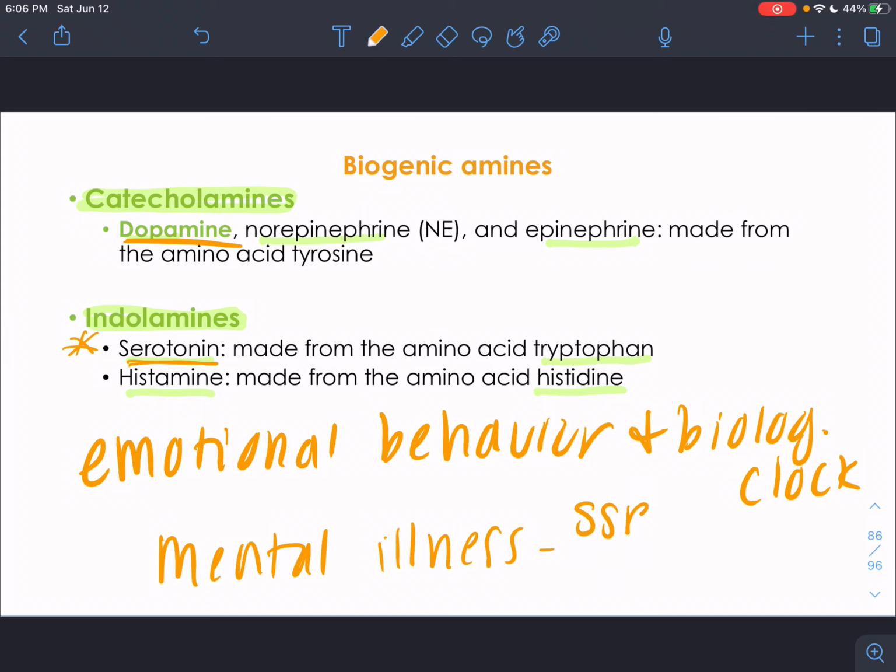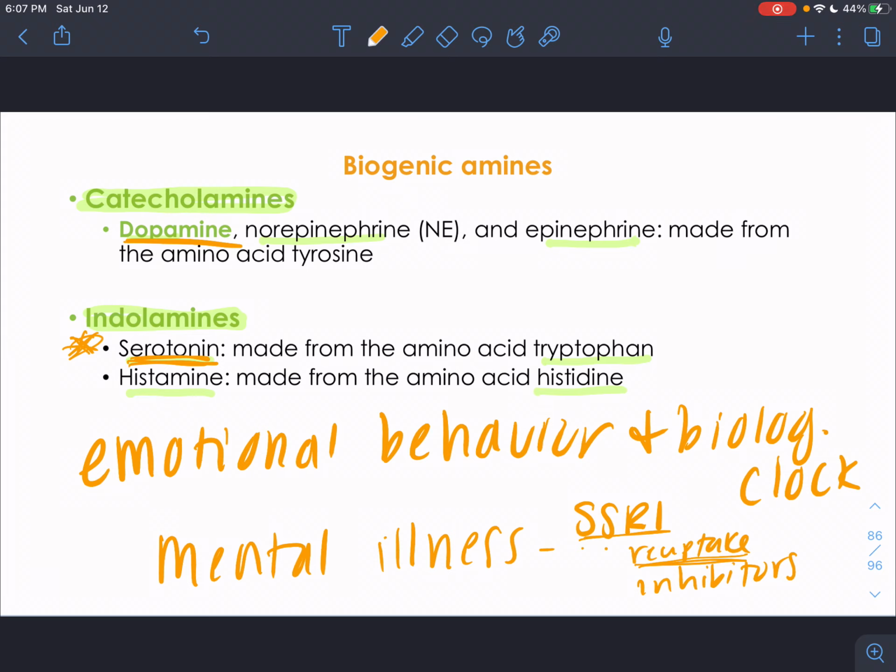So SSRIs are selective serotonin reuptake inhibitors. Okay, and we talked about what reuptake is. So reuptake is when the presynaptic neuron takes up the neurotransmitter back into its axon terminal so that the neurotransmitter isn't hanging around in the synapse too long. SSRIs block that reuptake process, which leads to serotonin being present in the synapse for longer, so it can have a greater effect on the postsynaptic cell.